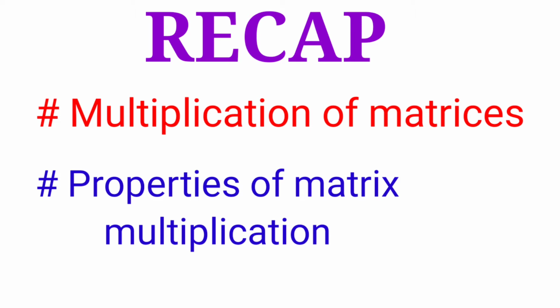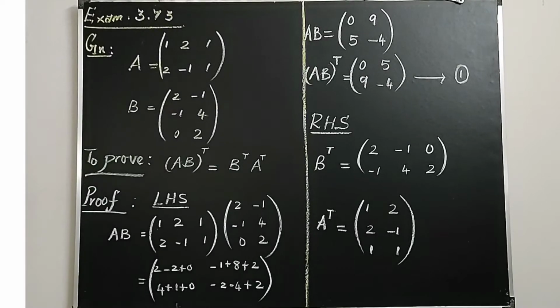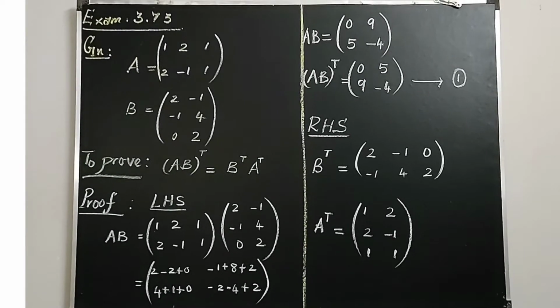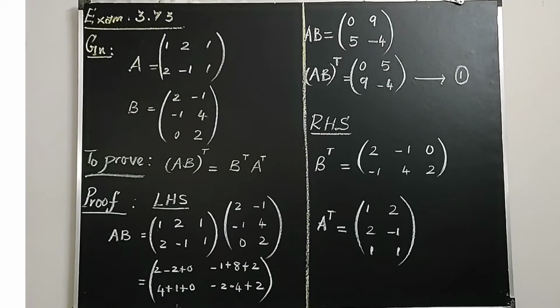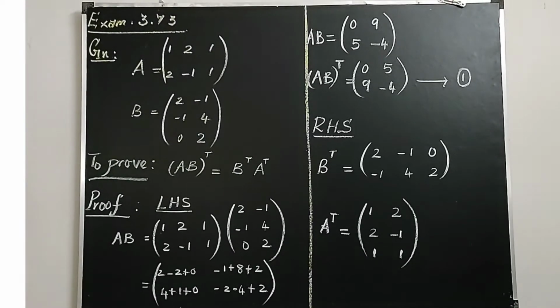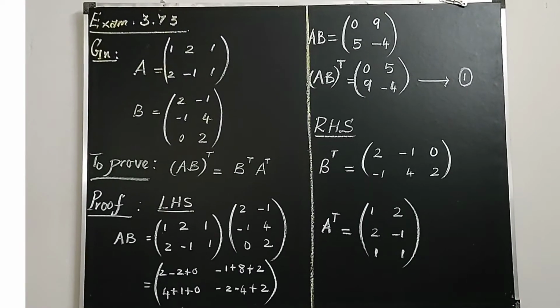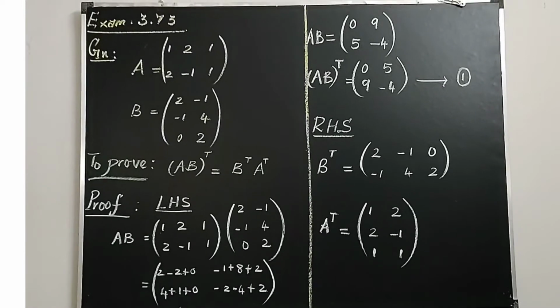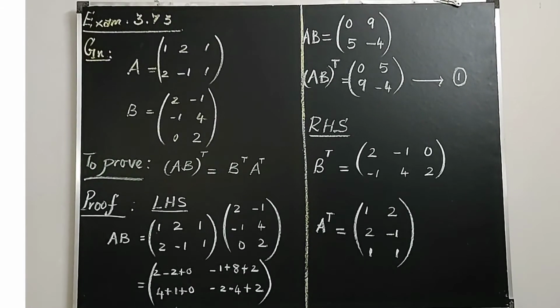In this class also we are going to continue the same sums, using the properties. Shall we enter the class, children? Yes. Look at example 3.73. Two matrices A and B are given. We are asked to verify that (AB) transpose is equal to B transpose into A transpose. Let us do the sum.